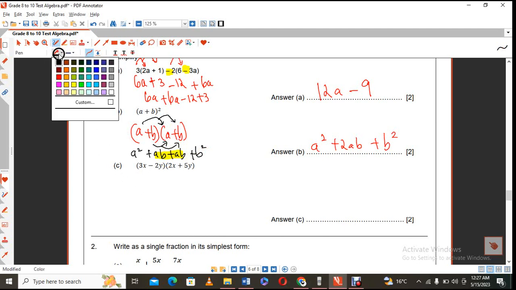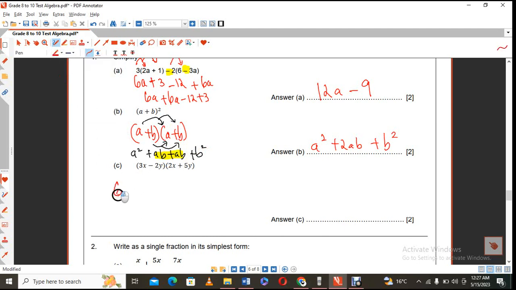The same applies to the next question. So you have got 6x squared, that is 3x times that 2x. Then you have plus 15xy, that is 3x times that 5y. And then you have negative 4xy, alphabetical order, that is minus 2y times the positive 2x. And then you have minus 10y squared, that is negative 2y times that positive 5y. Now, at the end of the day, you have got 6x squared, then you have plus 11xy minus 10y squared.